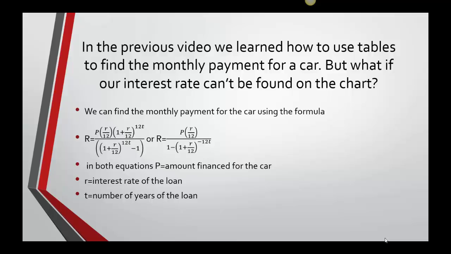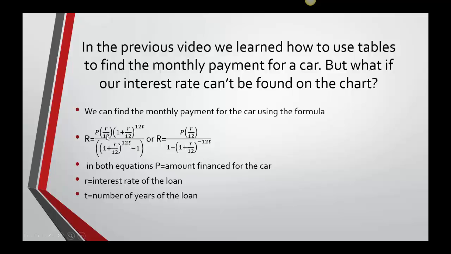And I'm going to give you two here, and they're equal. It's just a difference of presentation. So in this first one, I have R is P, which is our principal, times R over 12. So R is the interest rate. And because cars are always going to be paid every month, it's just divide by 12. And then times 1 plus R over 12 to the 12t. And then divide that by 1 plus R over 12 to the 12t minus 1.